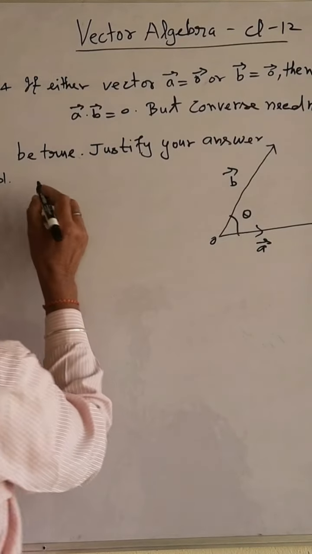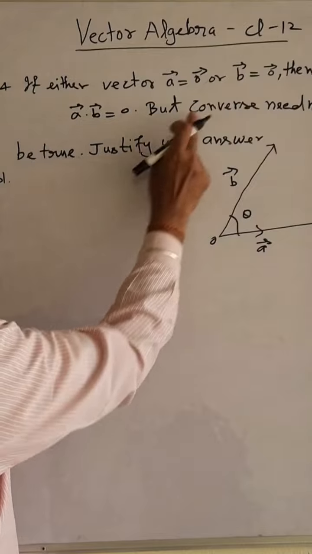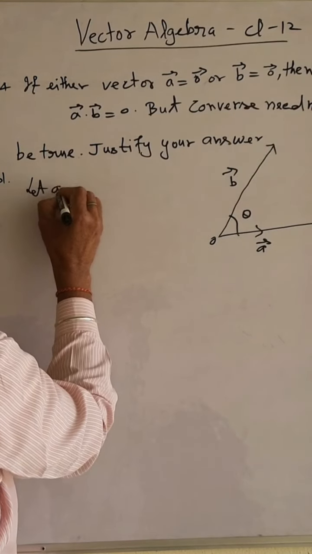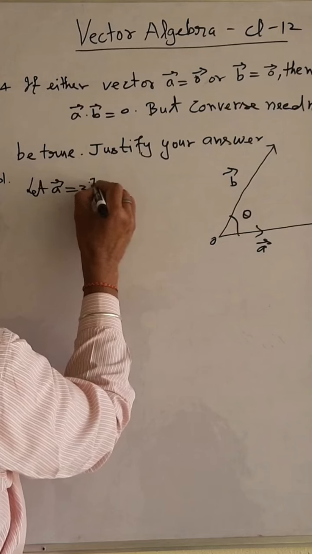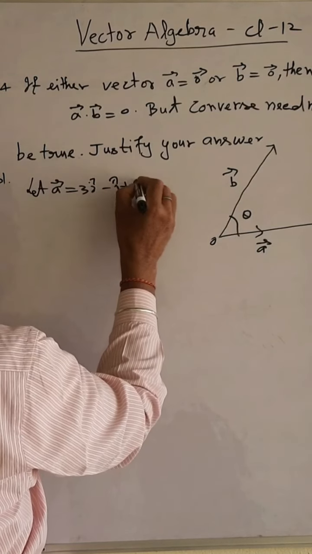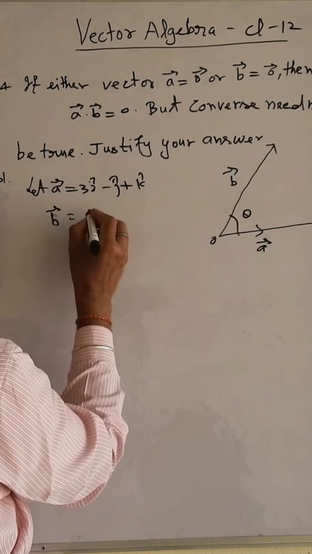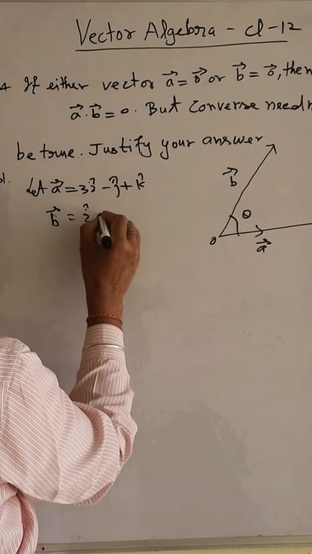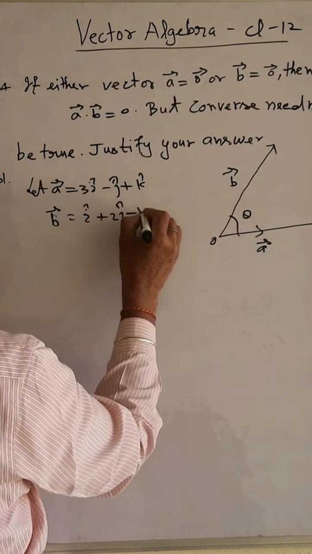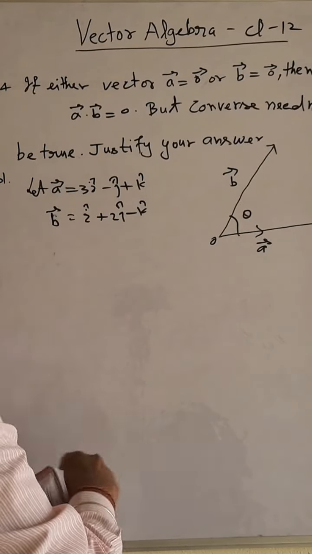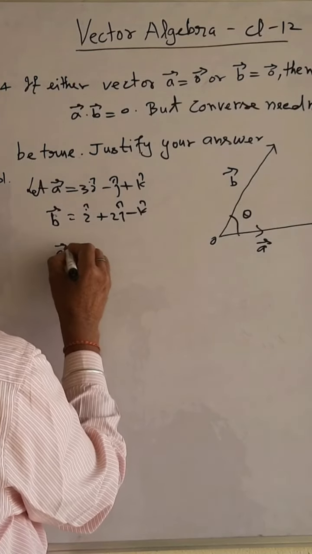That is why, to prove the converse of this question, let me take an example. Let vector A be equal to 3i minus j plus k. Let me take vector B as i plus 2j minus k. My dear student, first of all, find the magnitude of vector A.